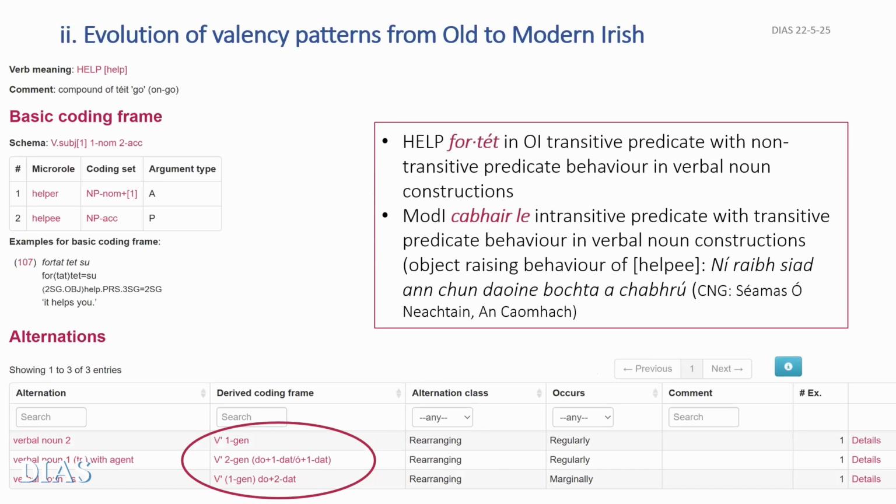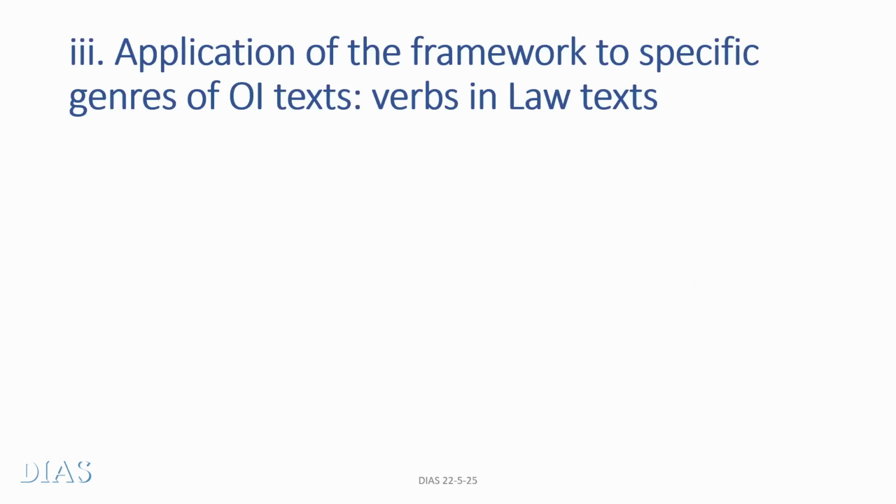Well, I don't think I have time to give you an example of what can be found. This is an example of the counterparts for help, which are completely different for Old and Modern Irish. Old Irish has a transitive verb, Modern Irish an intransitive verb. But still, the Old Irish verb has some constructions that behave like an intransitive verb, while the modern Irish counterpart, which is an intransitive verb, behaves like a transitive verb, in particular in verbal noun constructions.